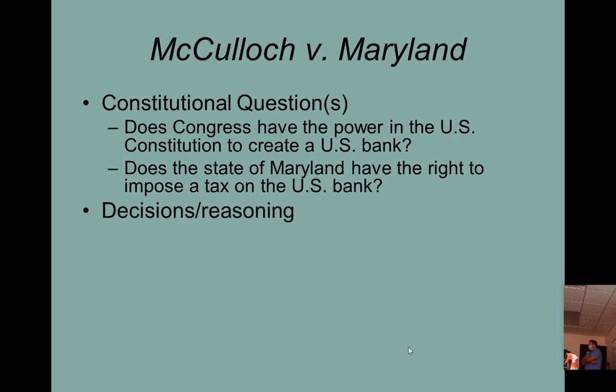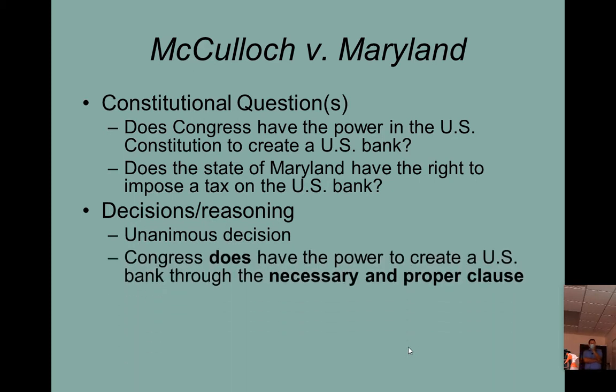And what is the decision and reasoning? What's the court's decision? And what is their reasoning behind it? There's two key clauses here. What's the answer to the first question? Does Congress have the power to create a U.S. bank? Yes. Why? What's their reasoning? The necessary and proper clause. Exactly. Yes. Unanimous decision.